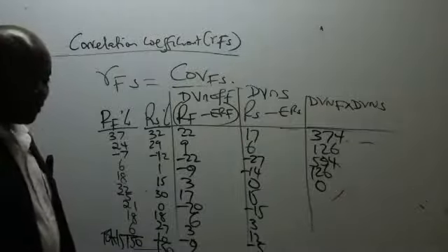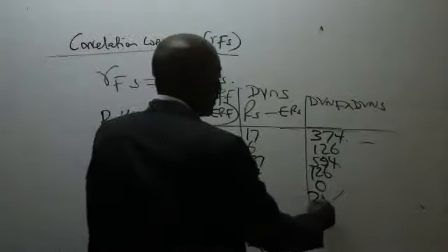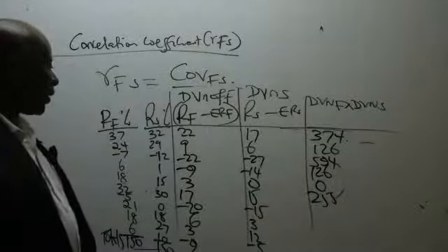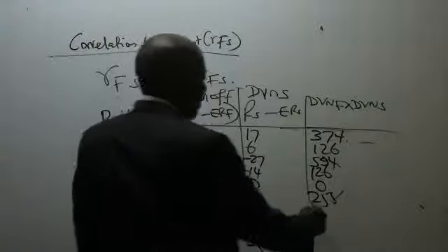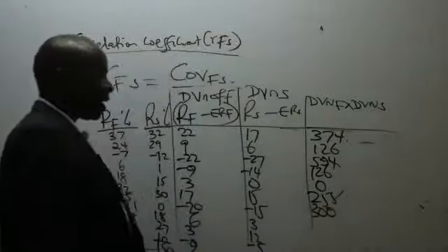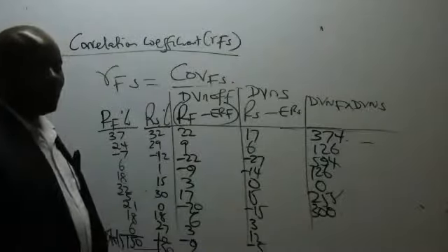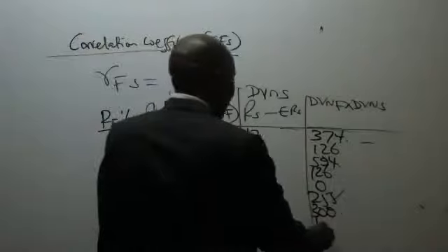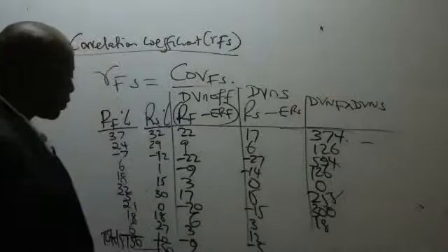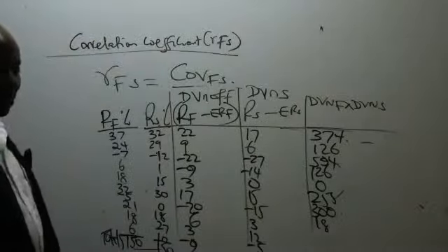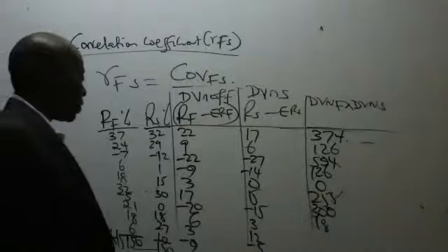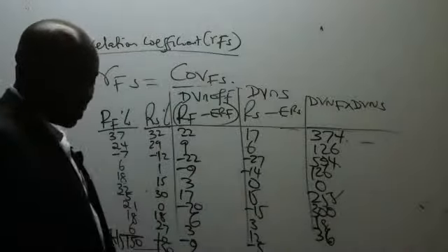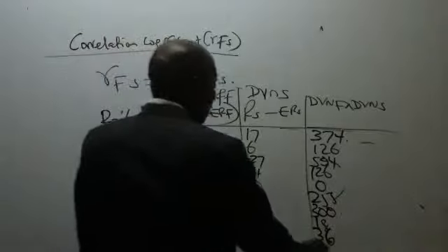255. The next one after 255 is positive 300. Thank you very much. Then 18. Thank you very much. From there, we have the next one, 36. Thank you very much. And then the last one gives us 45. So this is a column of covariance.